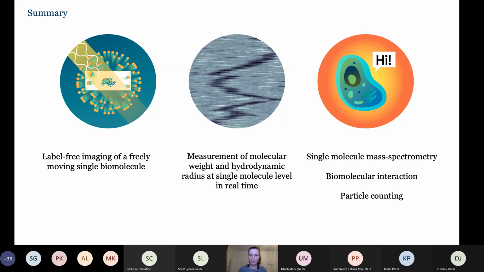At this moment, we are really at the beginning, but we hope that this method will find its applications in single molecule mass spectrometry, investigation of biomolecular interactions, or particle counting. But it would be very interesting to hear from you your immediate ideas where you can see the potential of our technique or how it can be used for your applications.